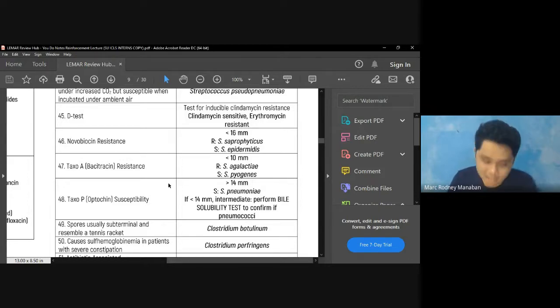Alright. Next, you have Taxo P, or also known as optochin. Optochin susceptibility is used for Streptococcus pneumoniae. S. pneumoniae is susceptible. And if the zone is less than 14, perform bile solubility to confirm if it's pneumococci or Strep pneumoniae, because bile solubility is really a characteristic of S. pneumoniae. So how do we remember? Taxo P has the letter P, as in optochin, and it is for letter P, Streptococcus pneumoniae. Okay, take note of that.